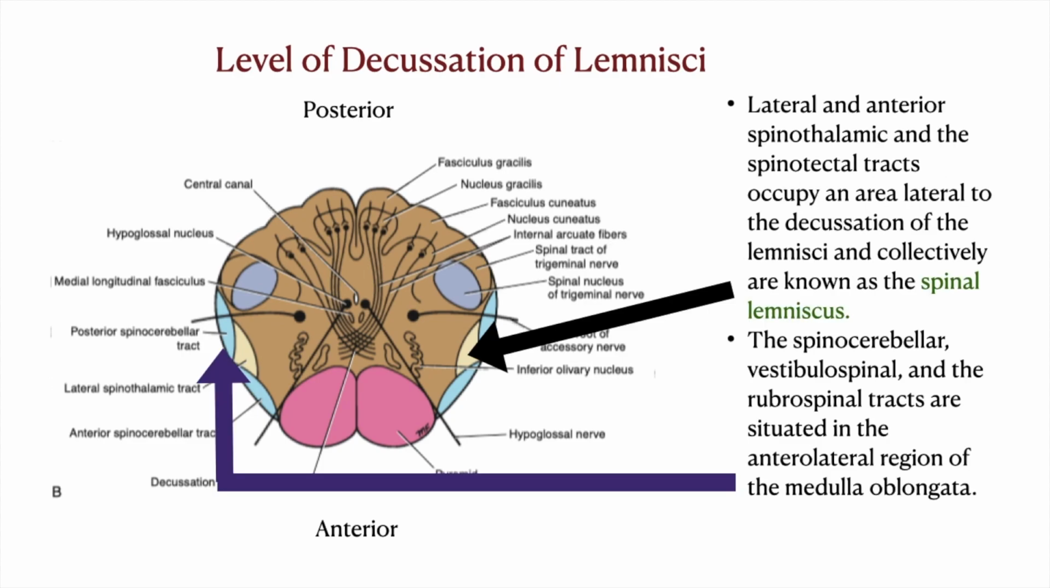Lateral and anterior spinothalamic and spinotectal tracts occupy an area lateral to the decussation of the lemnisci and are collectively called the spinal lemniscus. The spinocerebellar, vestibulospinal, and rubrospinal tracts are situated in the anterolateral region of the medulla oblongata.